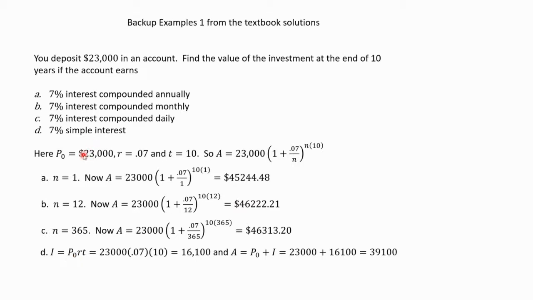Now for simple interest, let's get the interest. So I is, again, P0 times R times T. We're just using the formulas. We have $23,000 times 0.07 times 10, and we get this amount. Now this is just the interest, though. This better not be the balance at the end because it's less than what we started with. But to get the actual balance, you could just add that to P0. And that's what we get.